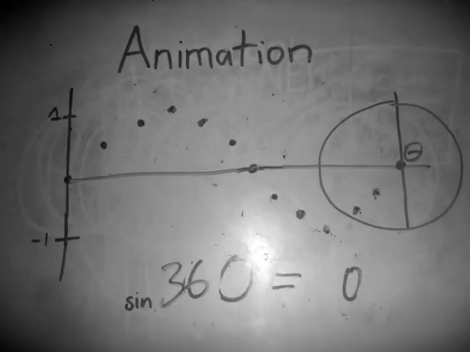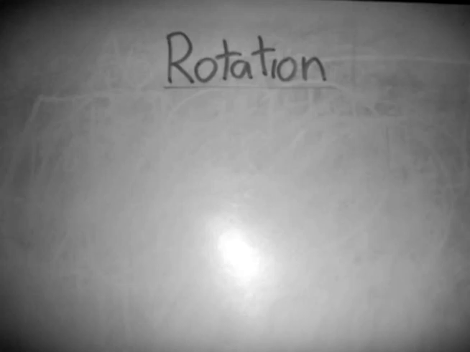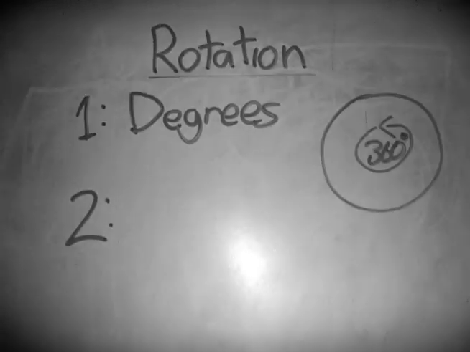That took far too long to draw. But anyway, it's a sine wave. Also, rotation can be measured in two ways: degrees, of which there are 360 in a full rotation, or radians, of which there are 2 pi in a full rotation. Here's a quick explanation of radians.